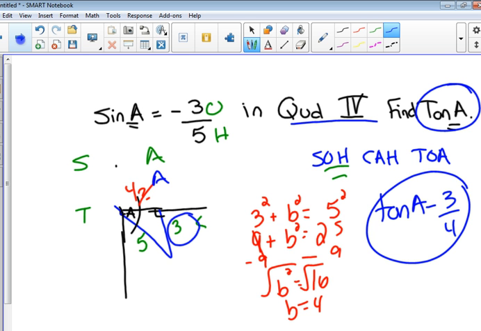Oh, actually, I lied. We're not done yet. Speaking of quadrants, are we positive or negative in the 4th quadrant? Negative. Negative 3 over 4. This is a lot of stuff to look at, right? Just make sure you draw your picture in the right quadrant. You've got to label according to what you know.